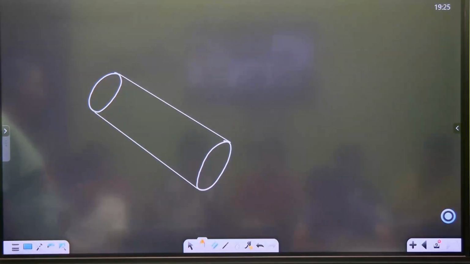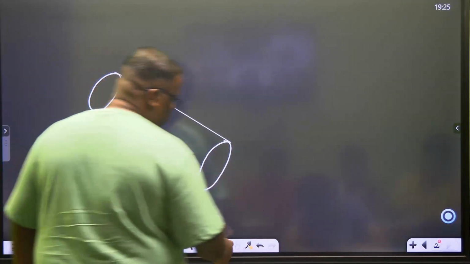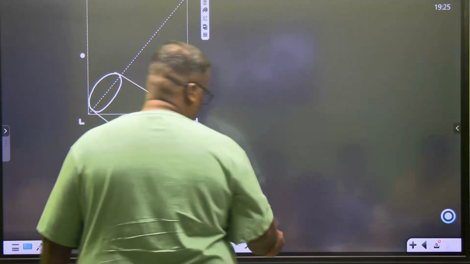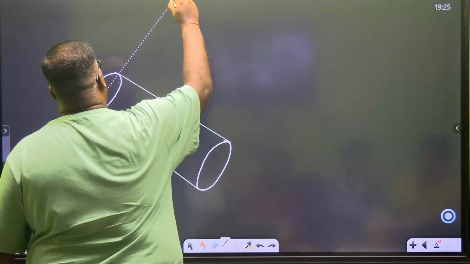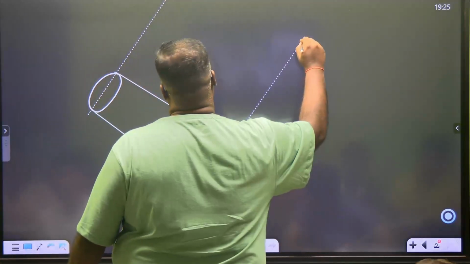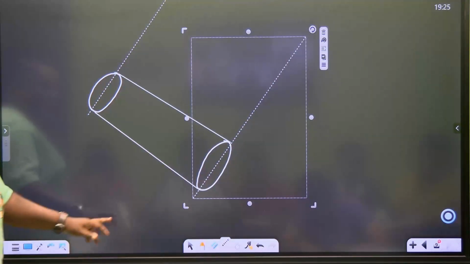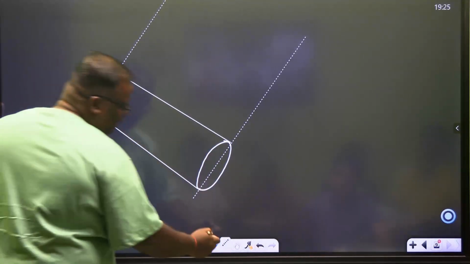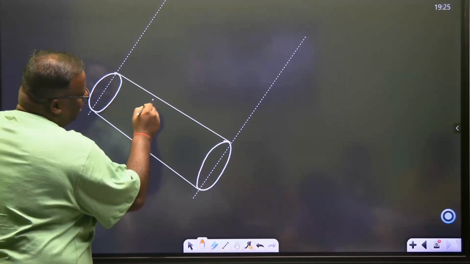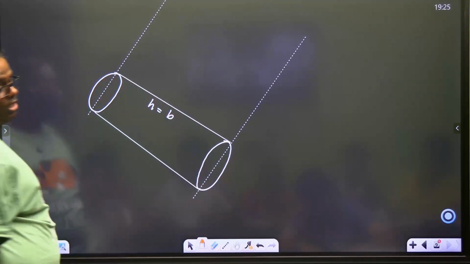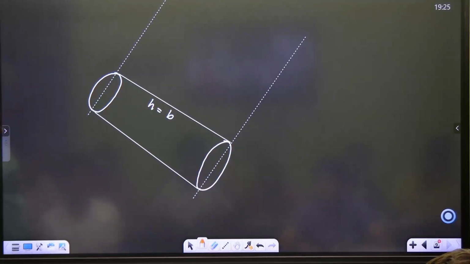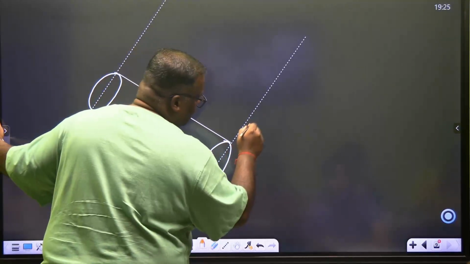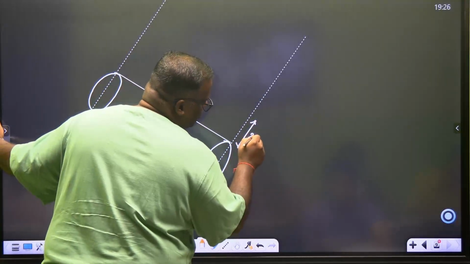Now this is a cylinder, and this cylinder is being used to roll a cricket pitch. Every time I turn the cylinder, one turn. If you look from the cricket pitch perspective, then the height becomes the breadth of the cricket pitch. Is this understood? And every turn that you make, how much has it moved? It has moved 2 pi r.